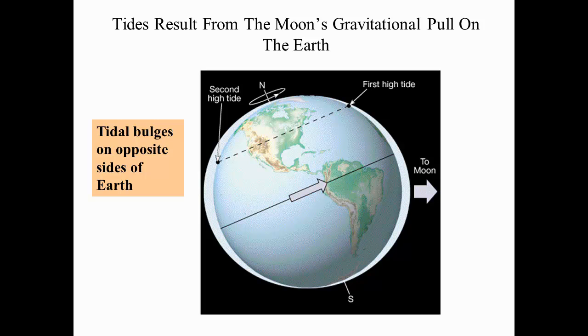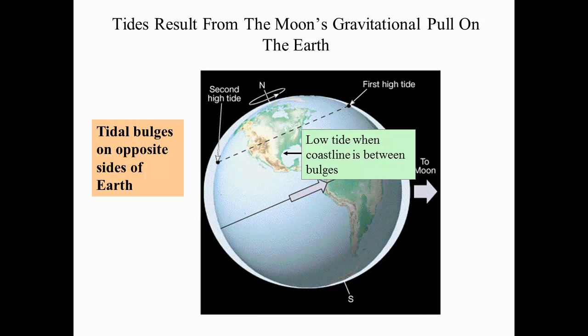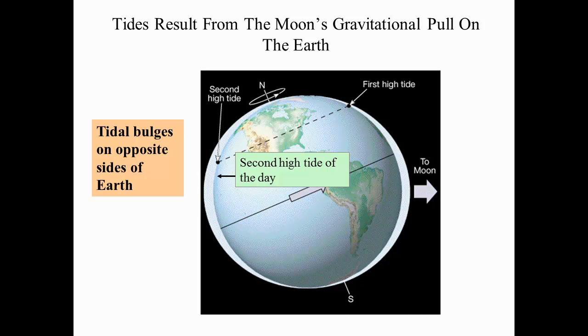And these bulges are occurring in the oceans, not on land. We don't see the bulges on land. Now what's happening is that as the Earth rotates once every 24 hours, high tide occurs when the coastline passes under one bulge. And from there, several hours later, low tide will occur when the coastline is between bulges. And the second tide, high tide of the day, will occur when the coastline passes under the second tidal bulge. Okay?